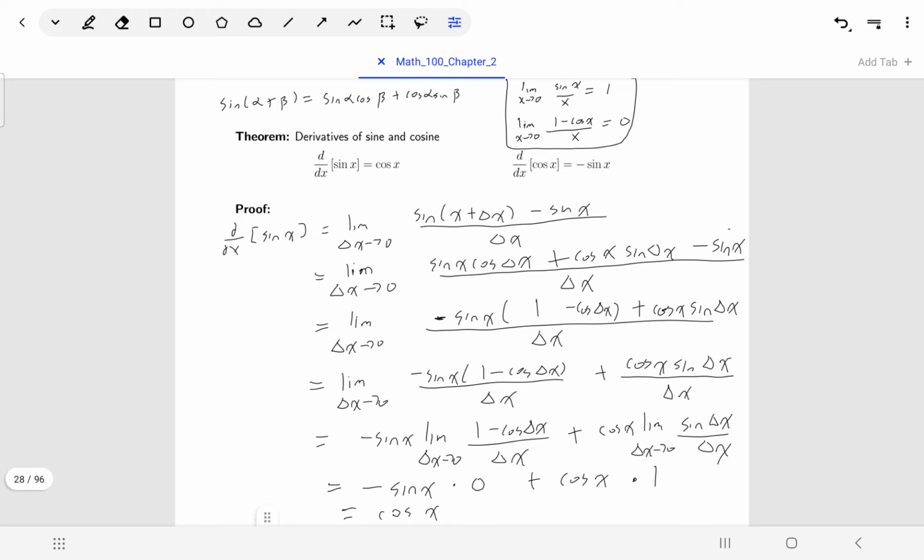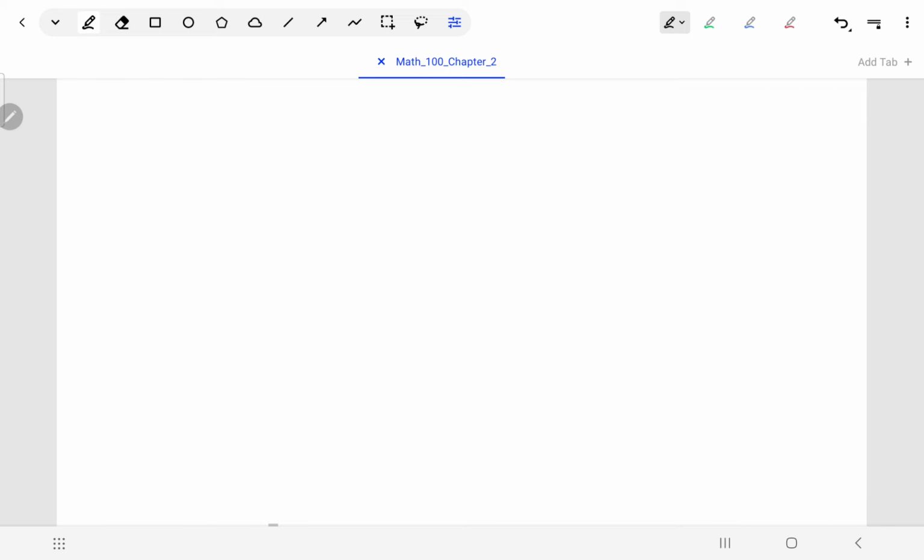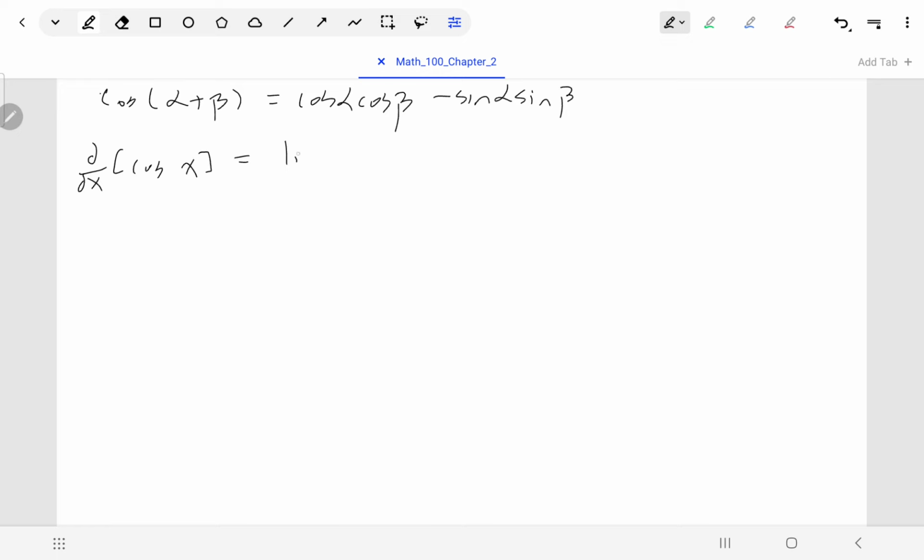I'm going to do similar things to show the derivative of cosine, except I'll be using the cosine angle sum formula. For cosine of alpha plus beta, the formula is cosine alpha cosine beta minus sine alpha sine beta. So I'll be doing much the same sort of work for the second proof. I want the derivative of cosine of x, which is the limit as delta x goes to 0 of cosine of x plus delta x minus cosine of x all over delta x.